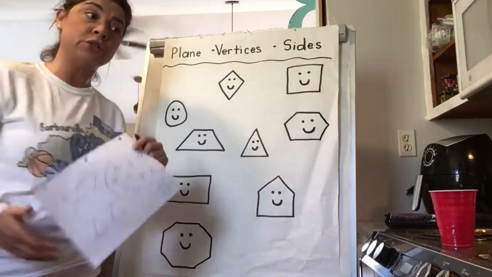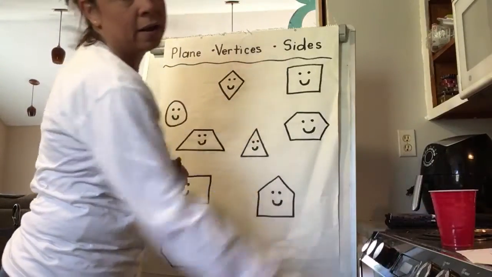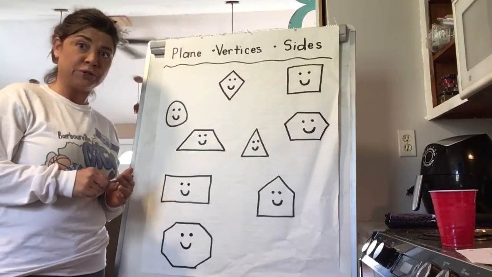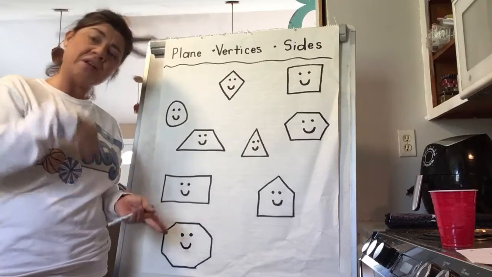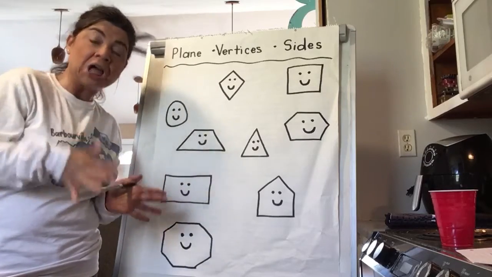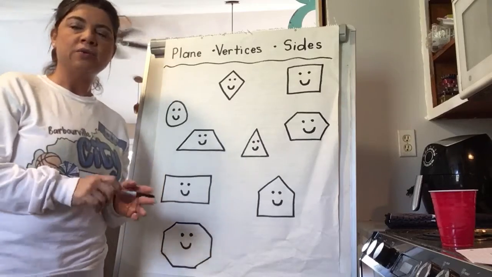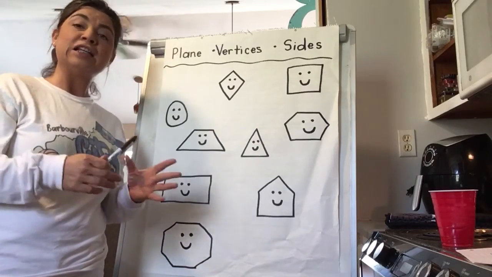Today we're going to be talking about two-dimensional shapes. And two-dimensional shapes are plane shapes. No, I do not mean plain as in no color and just blah. Plane means that it is a flat, solid shape. So it is a flat surface and it is closed.